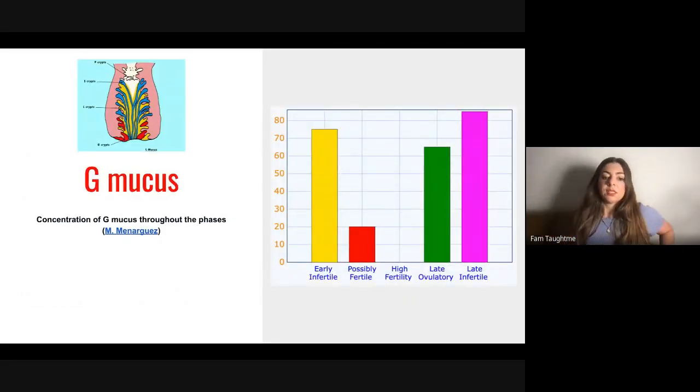This is what that looks like. Basically, we're taking these values, and I just created a small graphic so you can see that the G mucus during times of high fertility is basically gone. So G mucus is what's associated with the infertile phases of the cycle.